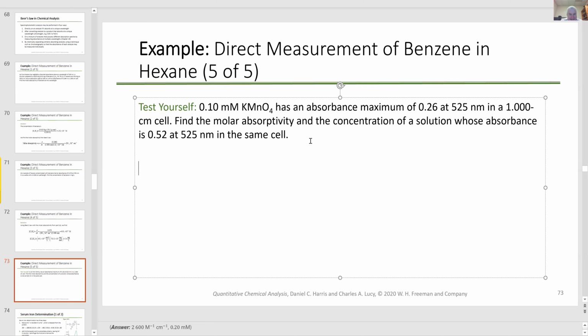So what do we calculate here first? Concentration or epsilon? I want to say epsilon. That'll be the same for both parts because it's the same analyte. Okay. So someone other than Cindy, tell me, is epsilon an intensive or an extensive property?